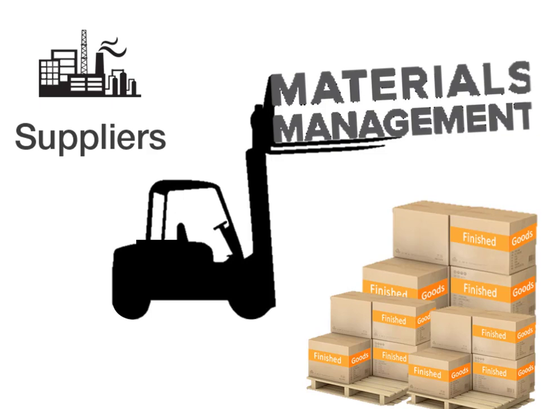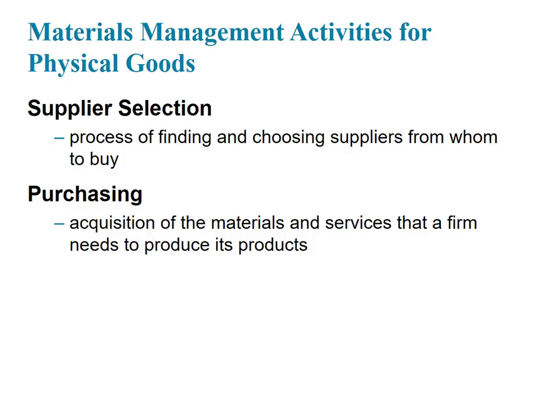Now the management activities for physical goods has 5 activities that determine the successful material flow. And those are going to be supplier selection. This means finding and choosing suppliers of service and materials. You'll hear the term purchasing, but the more used business term is going to be procurement. So this purchasing or procurement is the acquisition of all the raw materials and services that our organization needs to be able to produce those products.